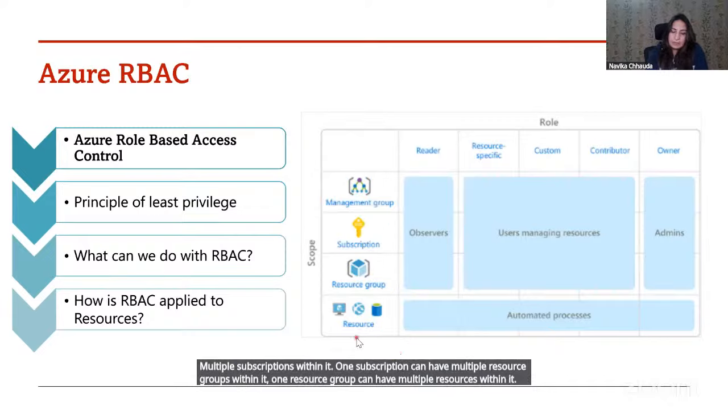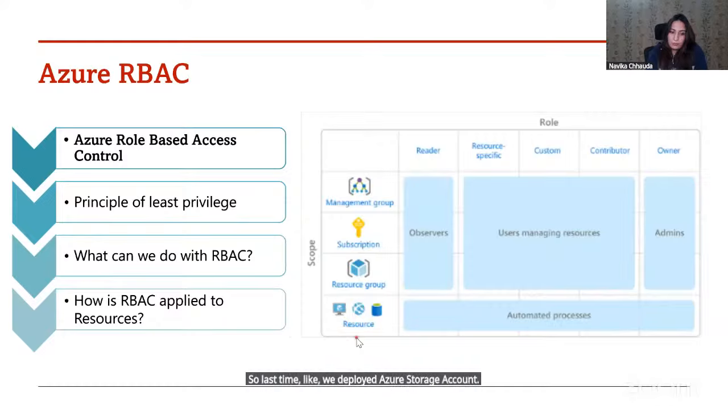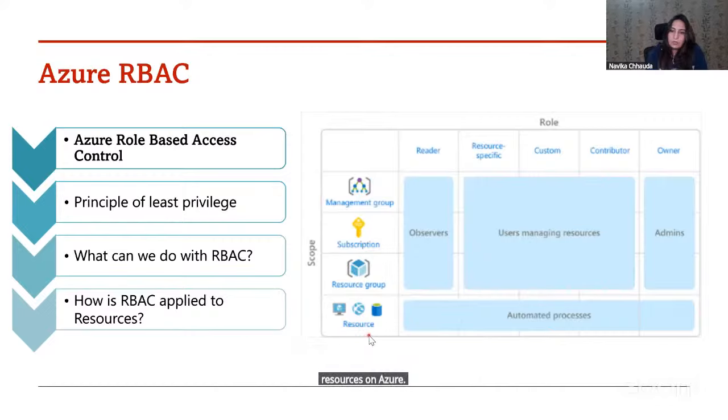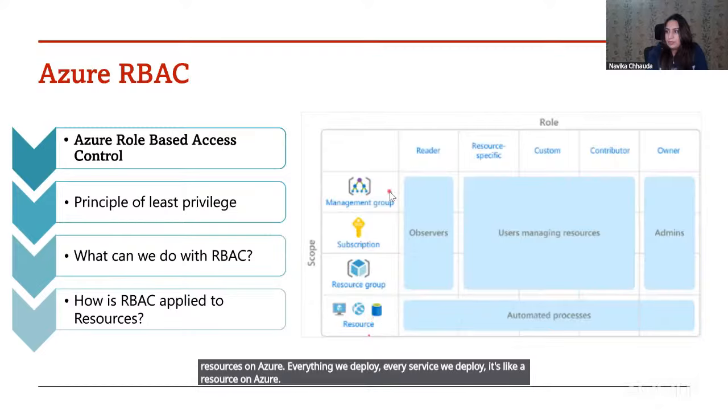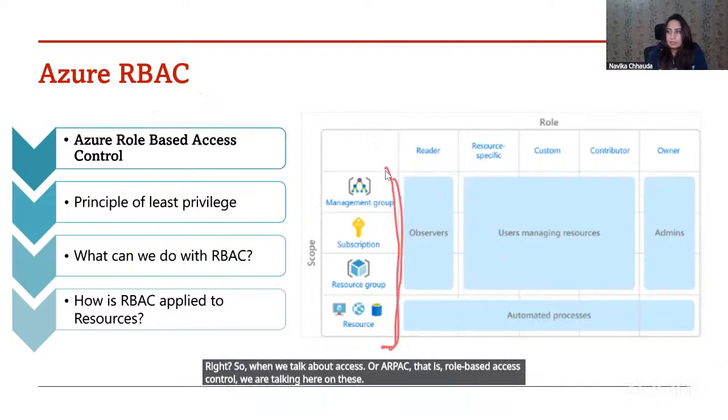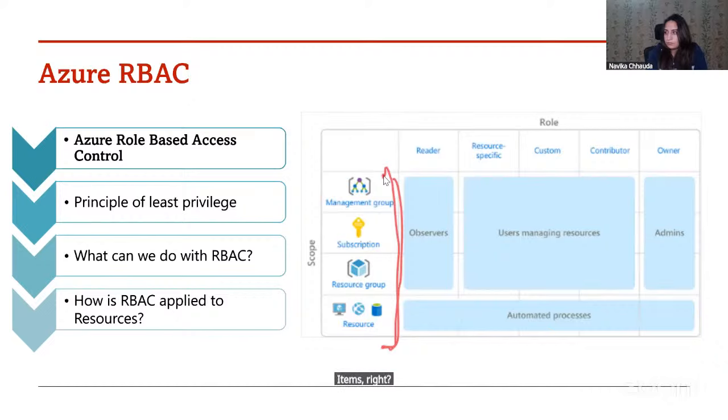So last thing, we deployed an Azure storage account. Prior to that, we deployed an Azure virtual machine. These are VMs, these are Azure storage accounts. But at the end of the day, these are resources on Azure. Every service we deploy is a resource on Azure, right? So when we talk about access or RBAC, that is role-based access control, we are talking about these items, right? I hope this is clear.